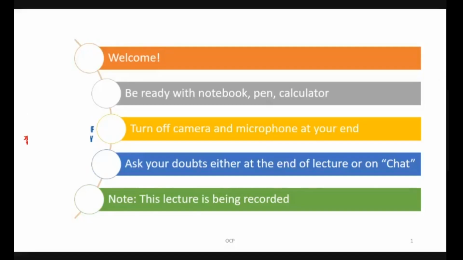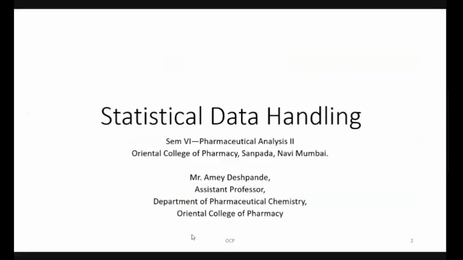I really hope you people are ready with your calculators, ready with your books. Now, this is the last chapter of our syllabus, statistical data handling, and it is involving little mathematics. Some of you might fear this chapter, but there is nothing to be afraid of.